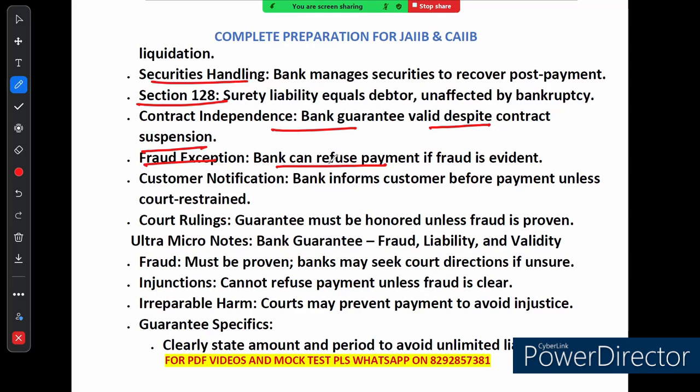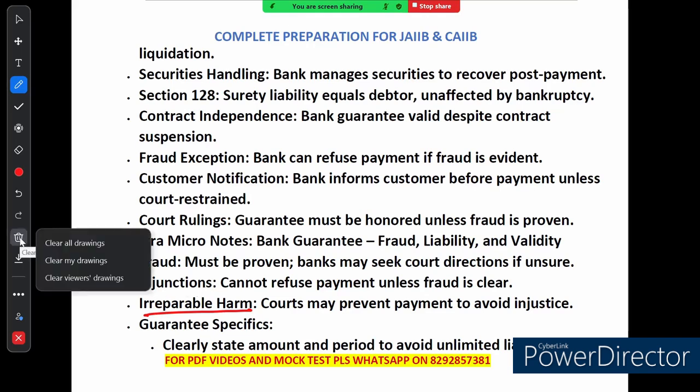Now the next is bank guarantee, fraud, liability, and validity. Try to understand. We will talk about bank guarantee as something to watch out for, like fraud, liability. For a bank to refuse payment, fraud must be proven, right? If the bank is unsure, it may seek direction from the court. In a normal situation, the bank cannot refuse payment unless the fraud is clear. Now a court might stop payment to prevent irreparable harm if paying the guarantee would lead to injustice.